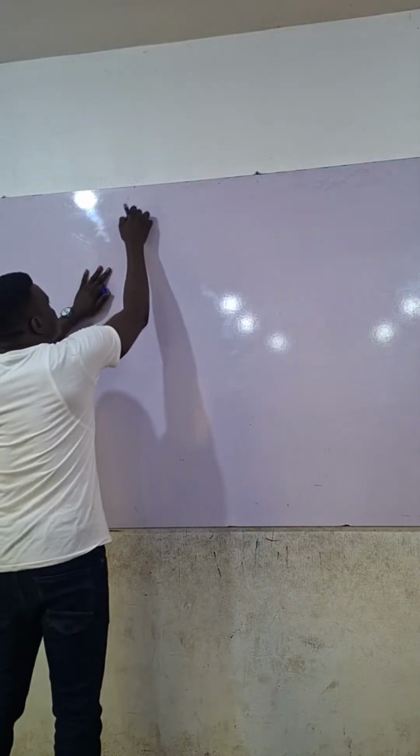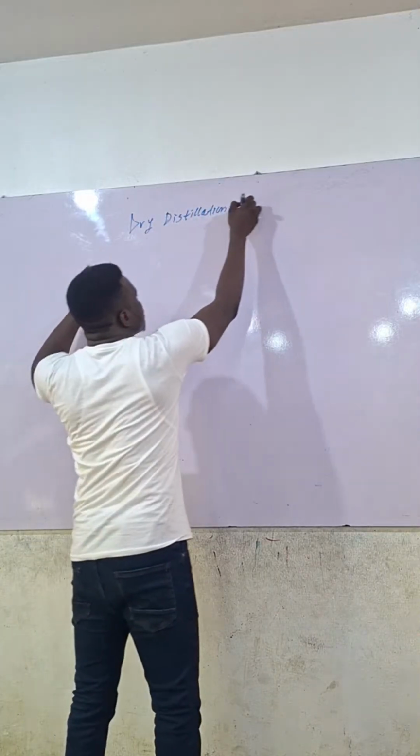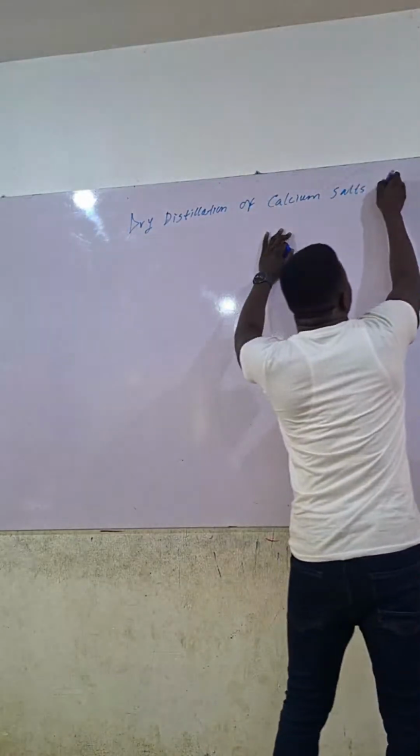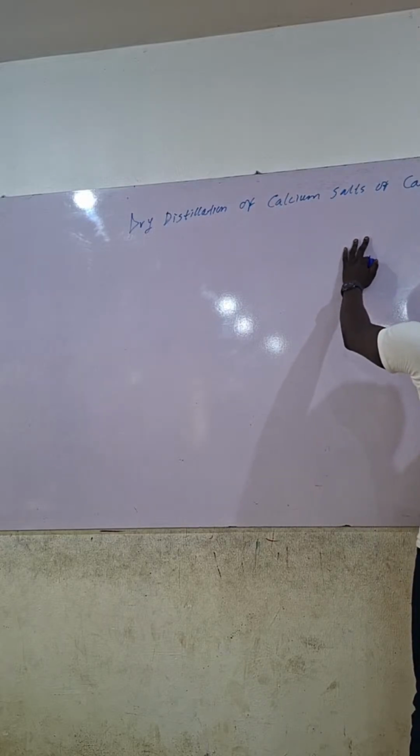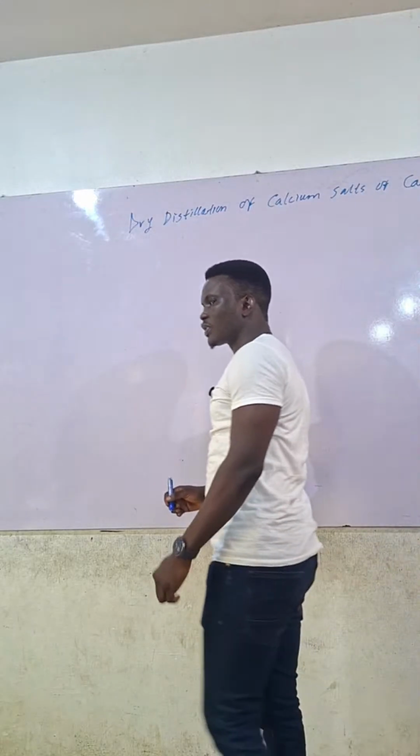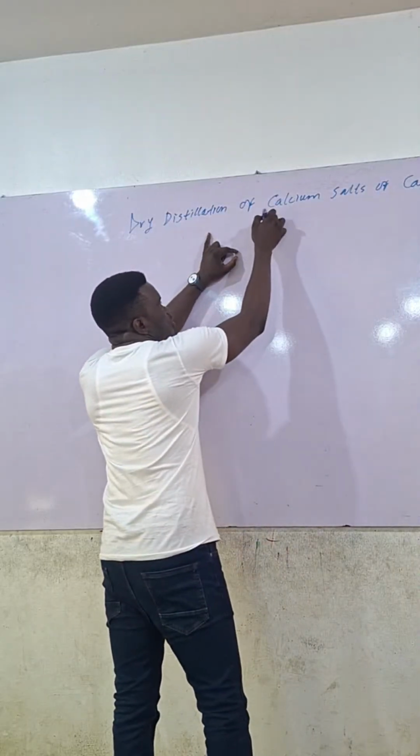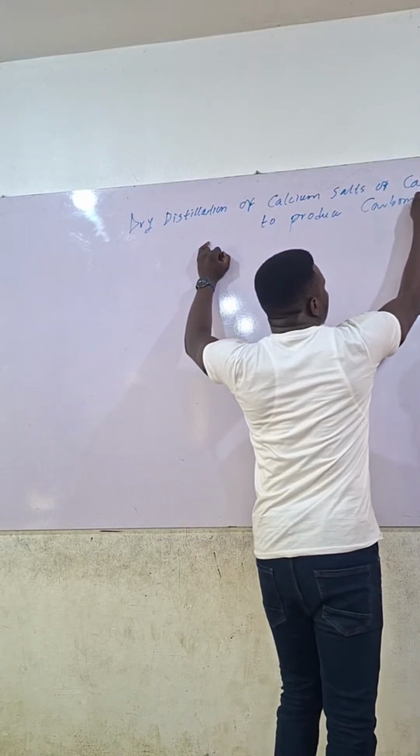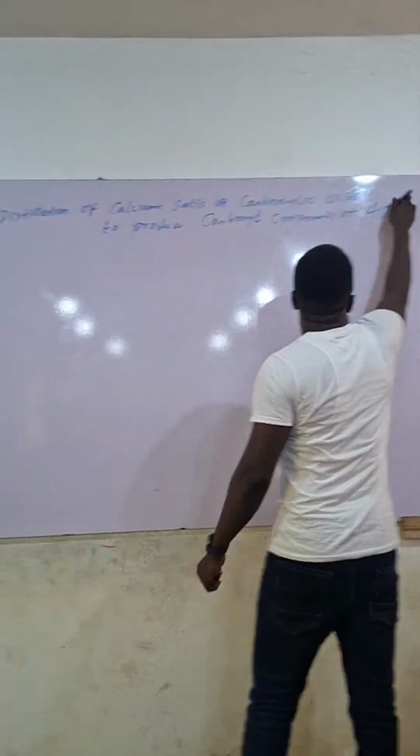So this is a common question in OAU. Dry distillation of calcium salts of carboxylic acids to produce carbonyl compounds at 400 degrees C. You will see this question a lot in your post-UTME too.